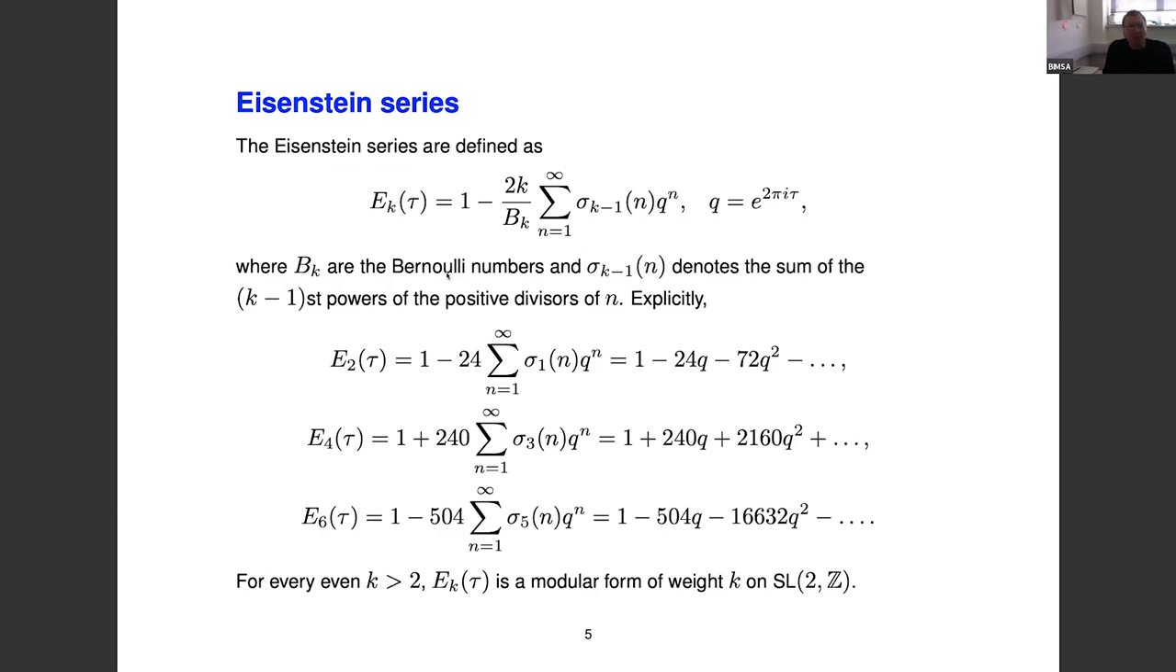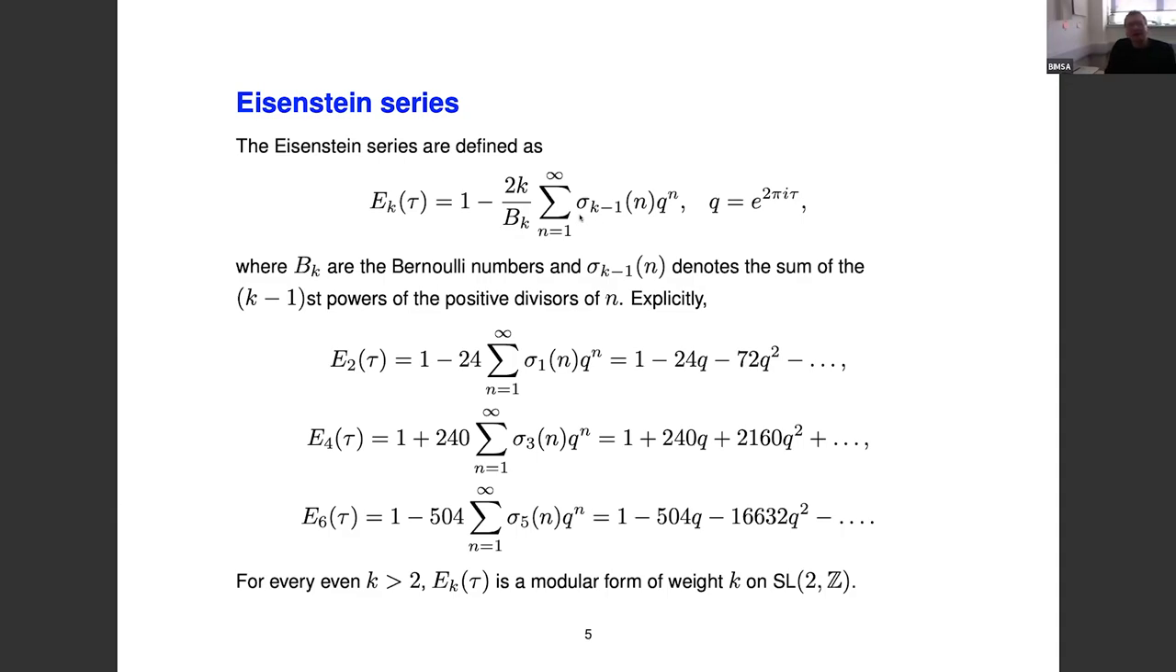Standard examples of modular forms are the so-called Eisenstein series, E_k of tau. k is for the weight, right? E_k has weight k. It's 1 minus 2k over B_k, where B_k is the Bernoulli number. Bernoulli numbers are just Taylor coefficients of the expansion of the function x over e to the x minus 1.